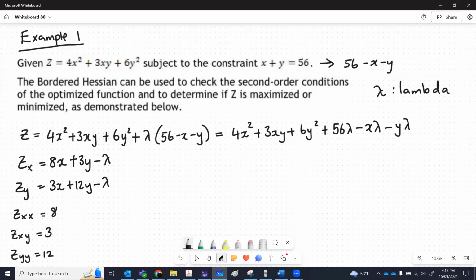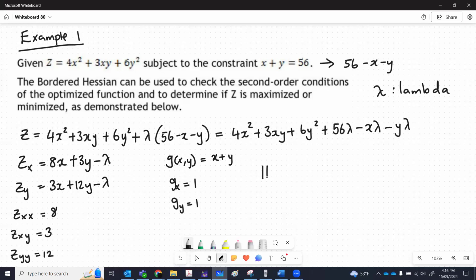Okay, now our g function, this is the function x plus y is equal to 56. So we differentiate this one, we get g of x, this is 1, g of y, this is equal to 1, because this is what we are going to use to border our function.